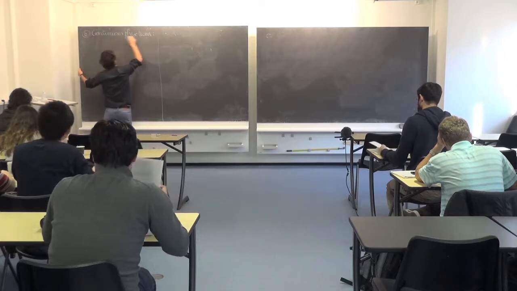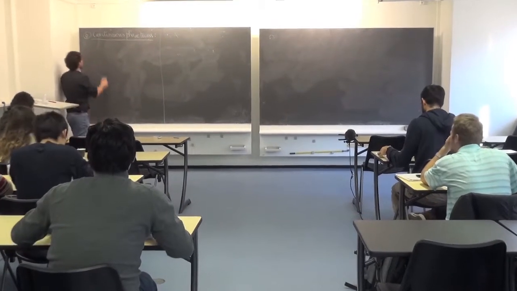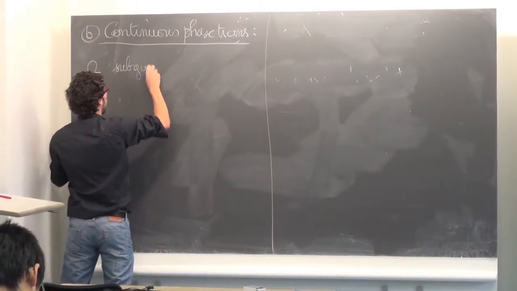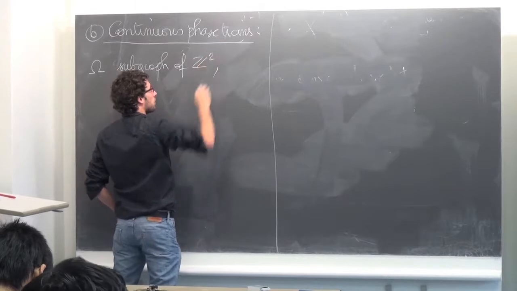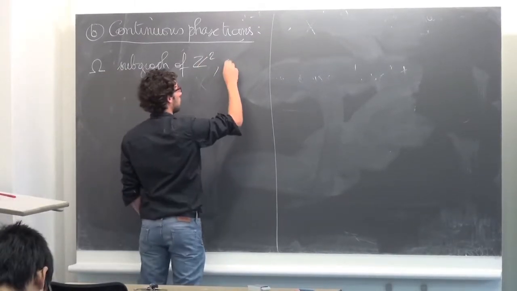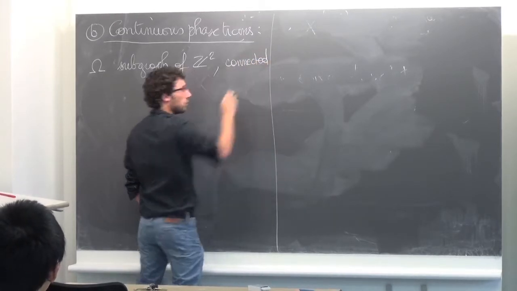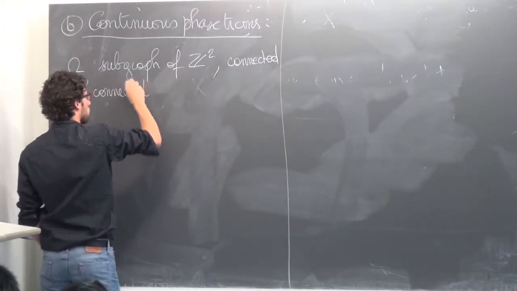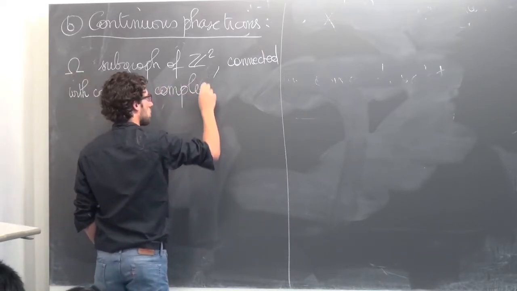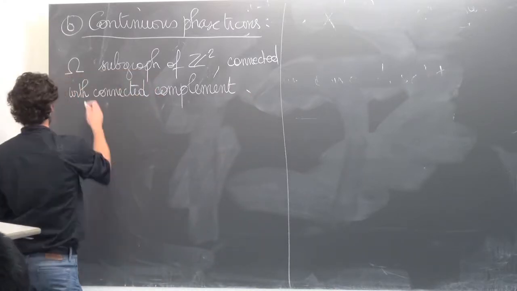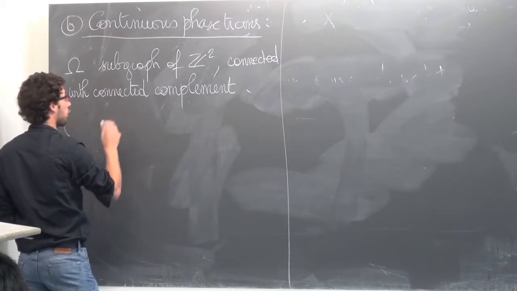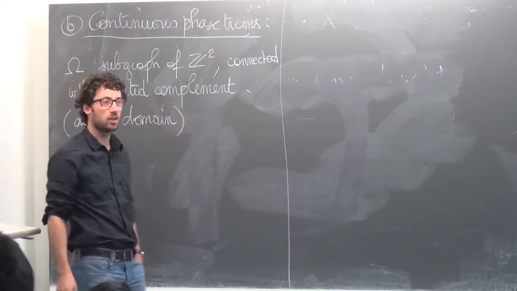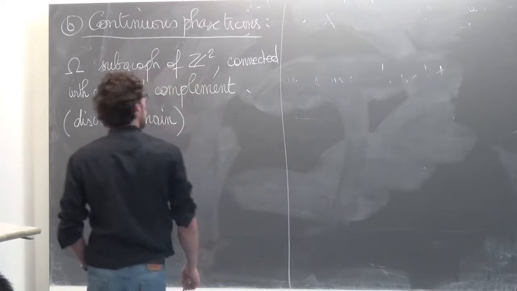And so the first thing I want to discuss is the notion of Dobrushin boundary conditions. So take omega to be a subgraph of Z2. But I'm going to ask that it is connected and with connected complement. That's going to be my graph omega. And in this case, we are going to call this type of graph a discrete domain, because we think of the discretization of a simply connected domain. We will go back to this later, either today or in the next lecture.